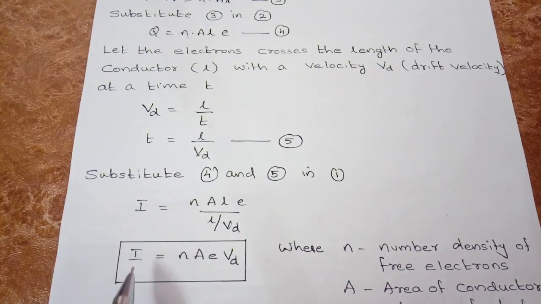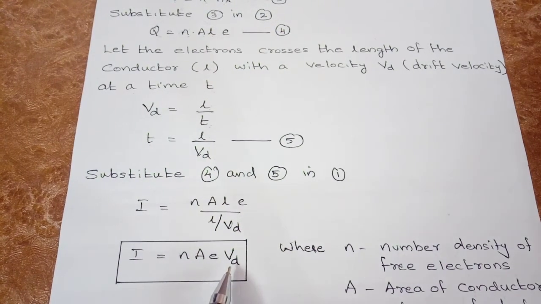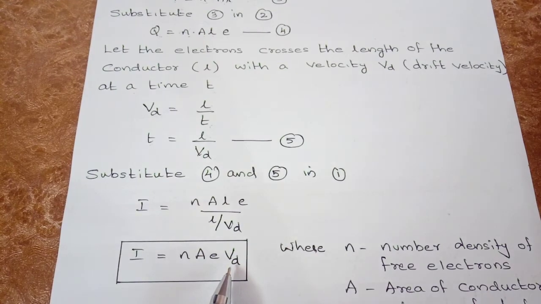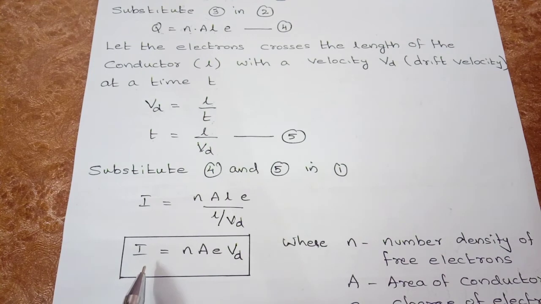So it is very clear that I is proportional to Vd. What is the meaning of that? As Vd increases, electric current also increases. As drift velocity increases, electric current increases.